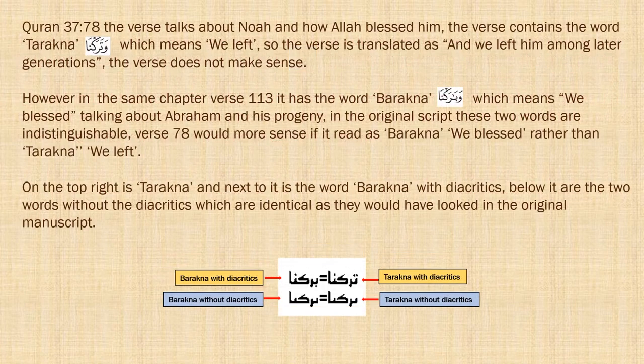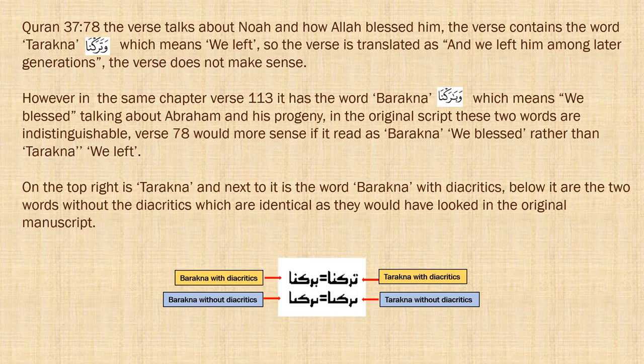In Quran 37:78, the verse talks about Noah and how Allah blessed him. The verse contains the word tarakna, which means we left. So the verse is translated as, "and we left him among later generations." The verse does not make sense unless it is forced into a meaning. However, in the same chapter, verse 113, it has the word barakna, which means we blessed, talking about Abraham and his progeny. In the original script, these two words are indistinguishable.